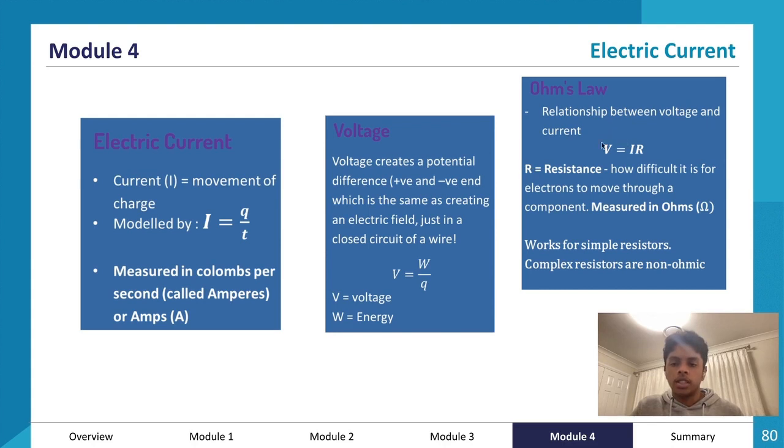So we have resistance, which is how difficult it is for electrons to move through a component, and that's measured in ohms. It's also denoted by the symbol R. The relationship between voltage and current is due to R. If the resistance is very high, then the current is going to be very low, given that voltage is the same. So if I increase resistance and maintain voltage, the current is going to decrease. This Ohm's law works for simple resistors, but more complex resistors are non-ohmic, so they don't follow the Ohm's law equation. But for most simple resistors, Ohm's law works.